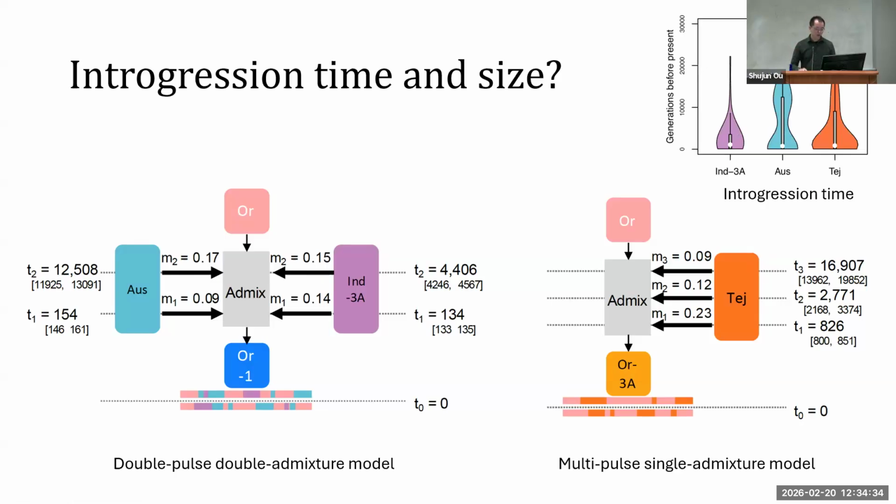And if we plot the generation time, that visualizes the two pulse donation from OSH, and then the major pulse donation from temperate connected to OR3A, and then the single large pulse from indica 3A.